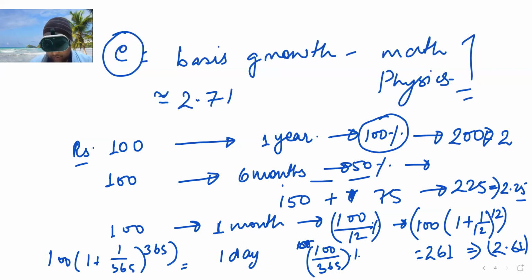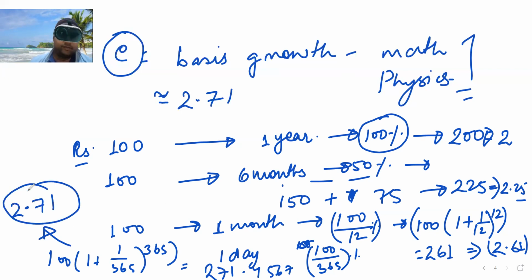So I'm going to raise this to the power of 365, and it is 271.4567, which means that the rate of increase in this case comes out to be 2.71. Now we can break it down further, into hours, etc.